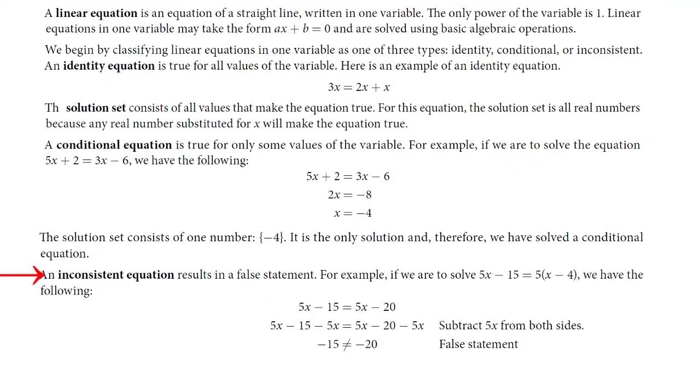Finally, there's something called an inconsistent equation, and it results in a false statement no matter what you do. So it's a badly formed equation in the first place. So the equations we don't want to see, for the most part, are identity equations. They don't tell us anything. And inconsistent equations, they're false.